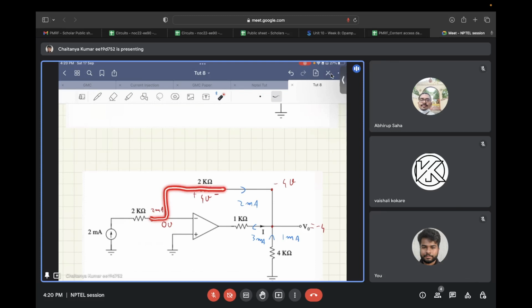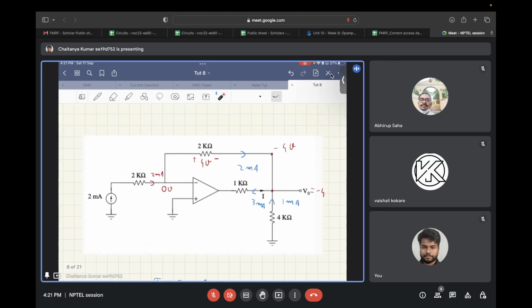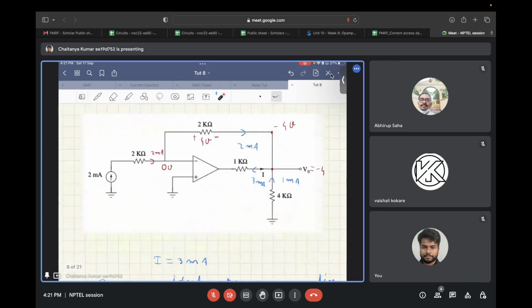So all this 2 milliamp will flow through this 2 kilo ohm resistor, and that will develop a voltage of 4 volts across it. And since this is 0 volts, the output voltage will be minus 4 volts. And this minus 4 volts will create a current of 1 milliamp through this 4 kilo ohm resistor. So this 2 milliamp and 1 milliamp both will flow inside the op amp, and the total current I is basically minus 3 milliamp.